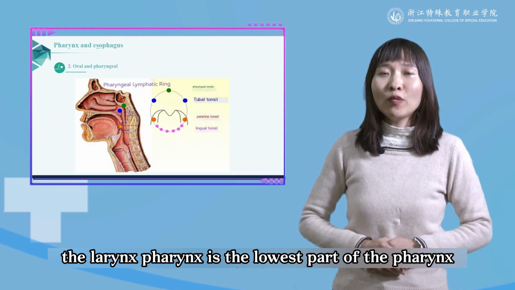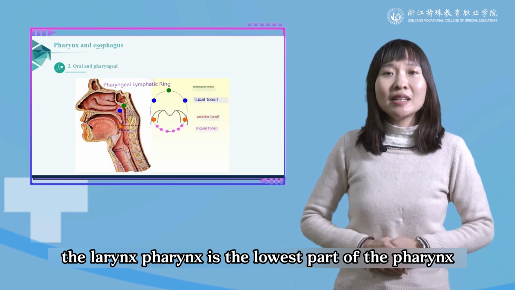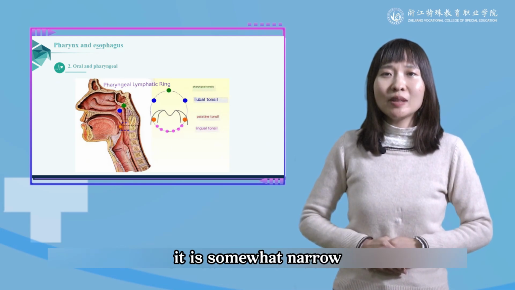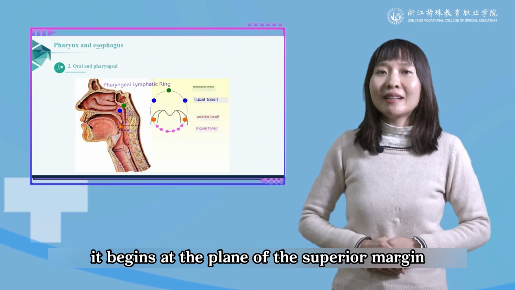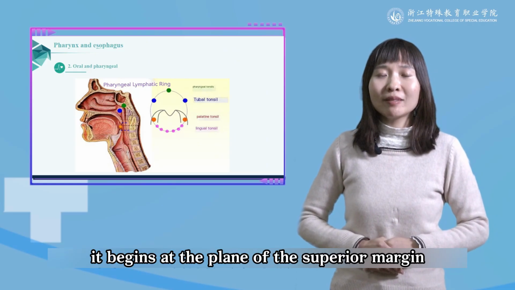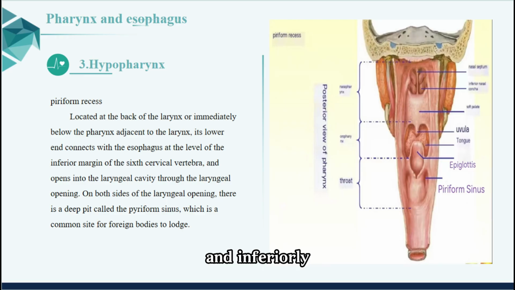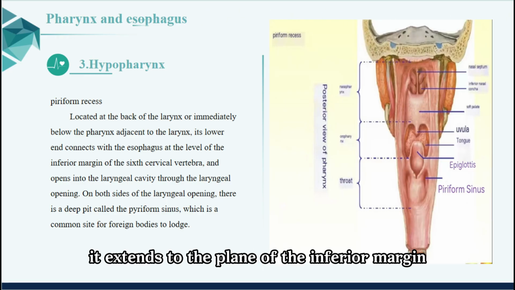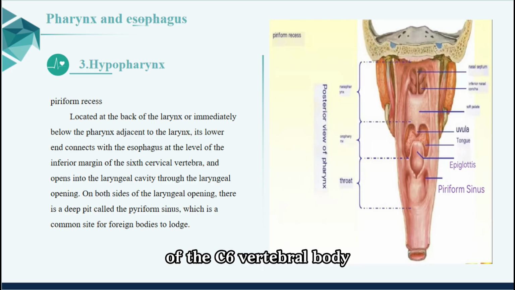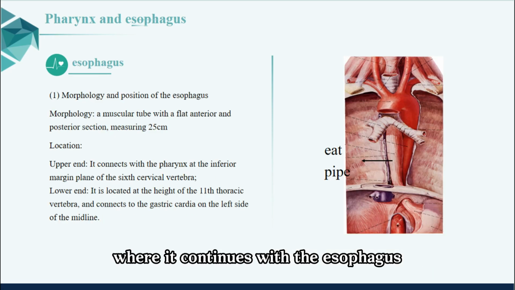The laryngopharynx is the lowest part of the pharynx. It is somewhat narrow superiorly. It begins at the plane of the superior margin of the epiglottis, and inferiorly, it extends to the plane of the inferior margin of the C6 vertebral body, where it continues with the esophagus.